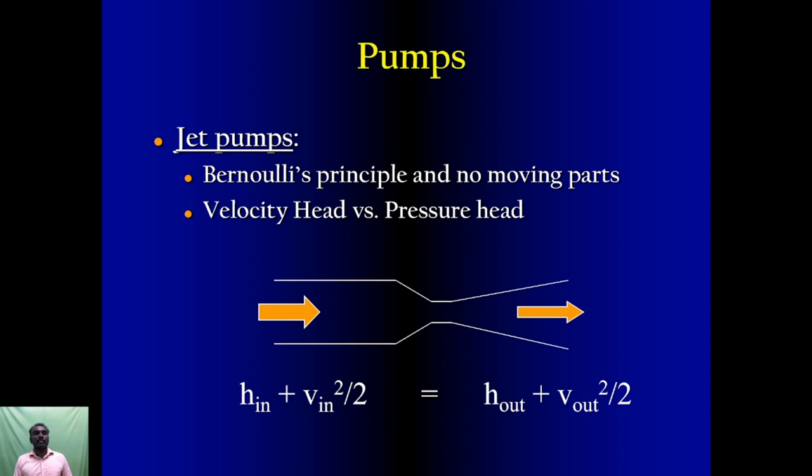Then jet pumps. It works based on the Bernoulli's principle and no moving parts are there. This is a major advantage. Velocity head, pressure, velocity and pressure head. H in plus V square in divided by 2 is equal to H out plus V square out divided by 2. Here H is the enthalpy, V is the velocity.